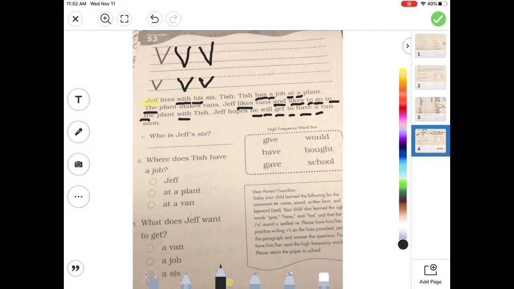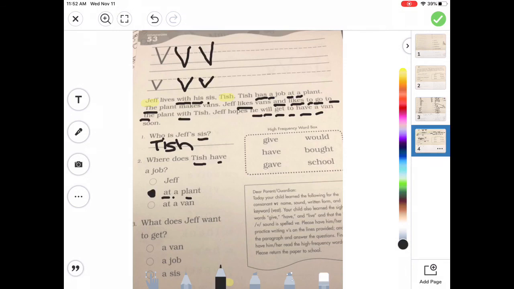Okay, so who is Jeff's sis? What was her name? It says Jeff lives with his sis, Tish. So I'm going to write Tish right there, and I'm going to highlight it so I know where I got the answer. All right, where does Tish have a job? Does she have a job at Jeff, at a plant, or at a van? At a plant, very good, so I'm going to color that one in.